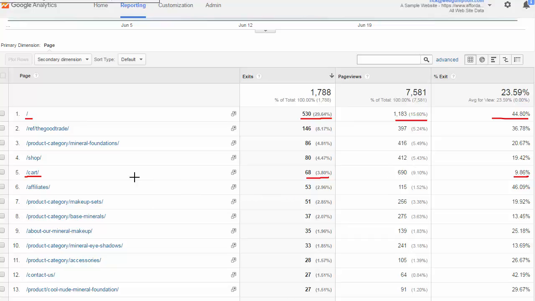So again, we want to look for pages that have a lot of exits that we really don't want. There's a couple of things we want to keep in mind here as far as critical thinking goes. We want to recognize that some pages should be exited from. So some examples of that would be if you use a squeeze style landing page, for example.